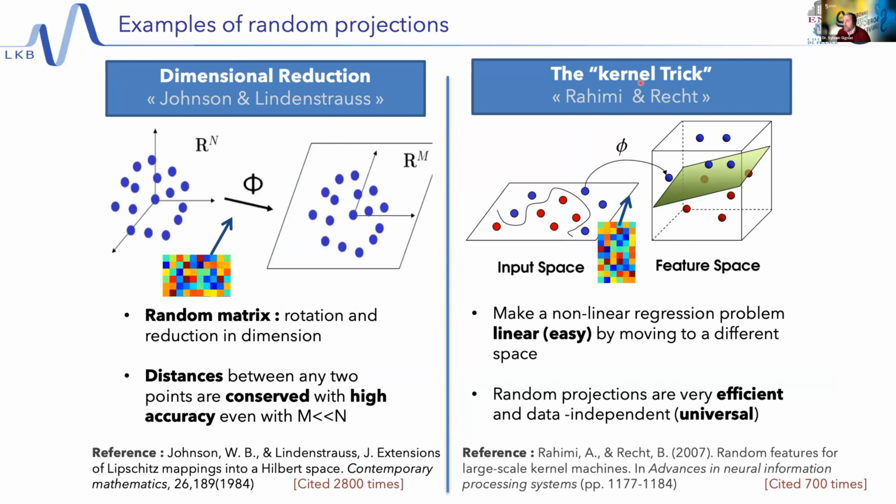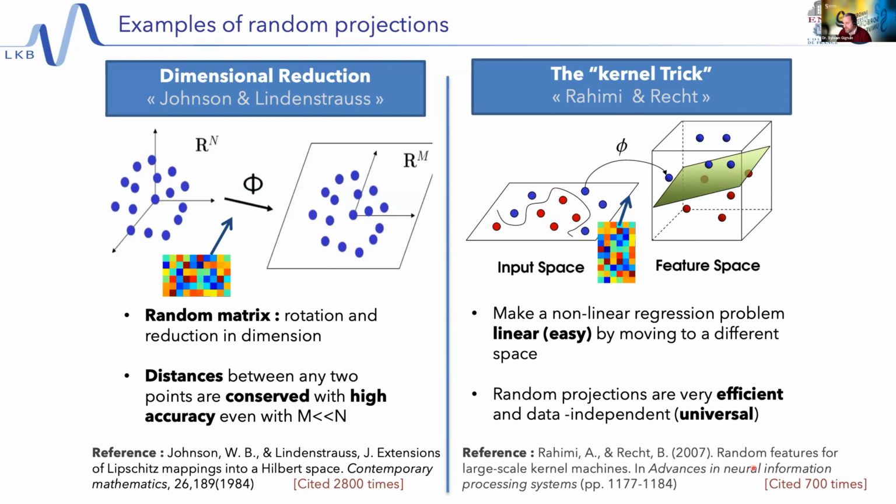But random matrices are extremely good for that. Another thing you can do with random matrices is basically do what is called the kernel trick, which is to go from a lower dimensional space to a larger space by a random matrix, which is like some kind of rotation of your data set. And you can show that doing that, you can make a very complicated, very nonlinear problem linear and so much, much easier to solve. And random projections are very useful and efficient for that.